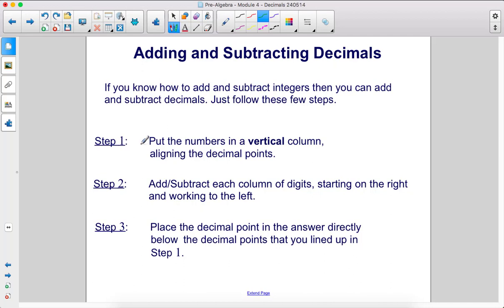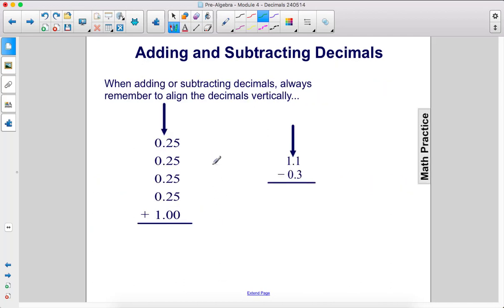Step 1. Put the numbers in a vertical column aligning the decimal points. Step 2. Then, add or subtract each column of digits starting on the right and working to the left. Step 3. Place the decimal point in the answer directly below the decimal points that you lined up in step 1. When adding or subtracting decimals, always remember to align the decimals vertically.